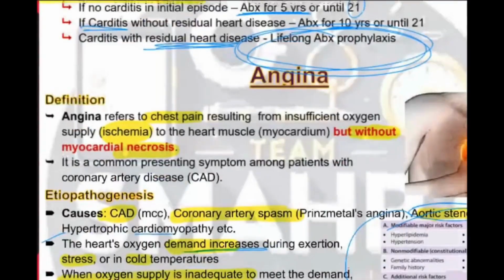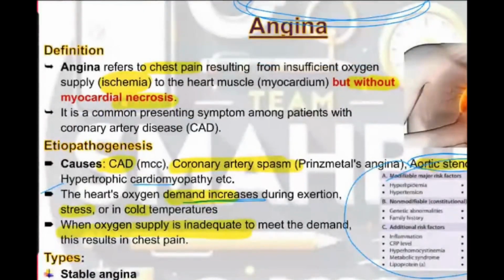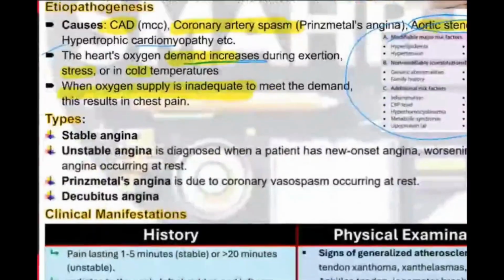Okay, this is about angina. Angina is a temporary stop in the blood supply of the heart that leads to chest pain. That is angina. Permanent damage due to this temporary stoppage is known as MI. We will talk about MI also.